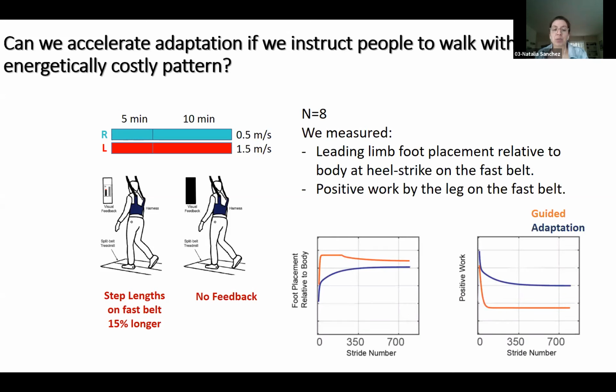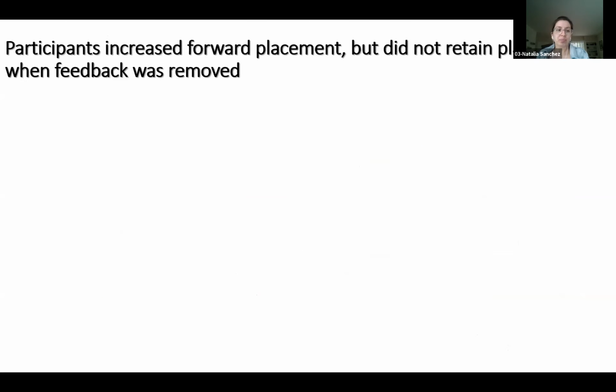And so here I have some graphical hypotheses. So we hypothesized that with the guided feedback here in orange, people are actually going to step further forward. And this stepping further forward is going to be accompanied by a reduction in the positive work that the legs are generating. And so we compare both placement and work during this first minute of adaptation, right after we turned off the feedback, and at the end of the trial, so after 15 minutes.